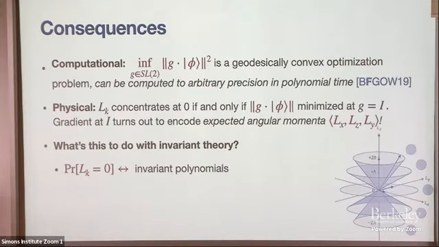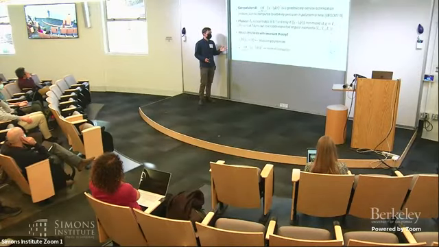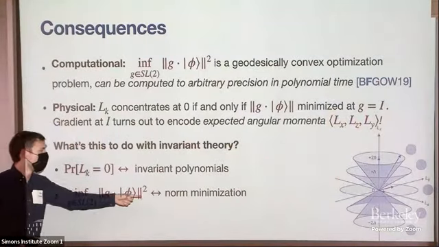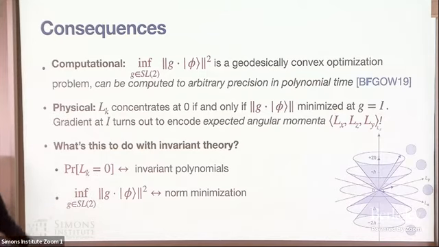So for the rest of the talk, I'll tell you about the connections with invariant polynomials and norm minimization. I mean, this one's sort of obvious, but I think this connection is a lot less obvious, that you can express this probability as something about invariant polynomials. Okay, so I'm going to move on next to the invariant polynomials, and maybe I'll ask, do people have questions at this point?